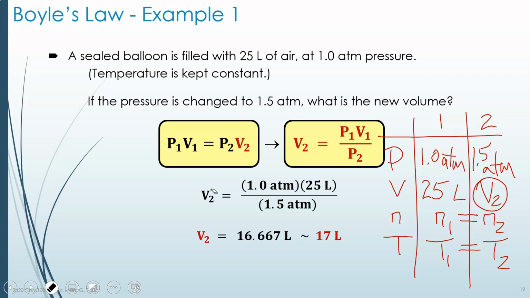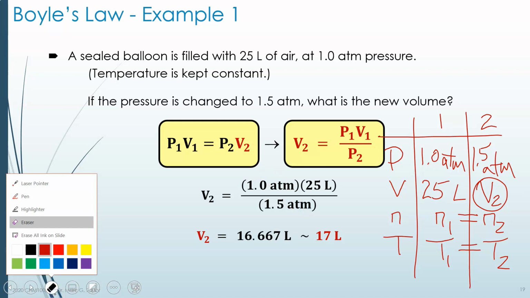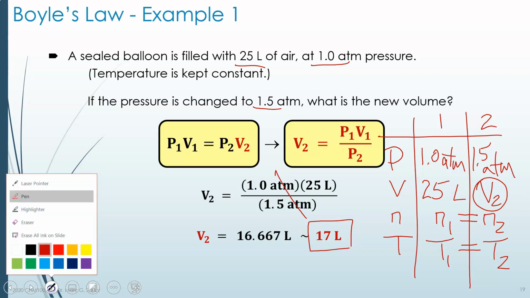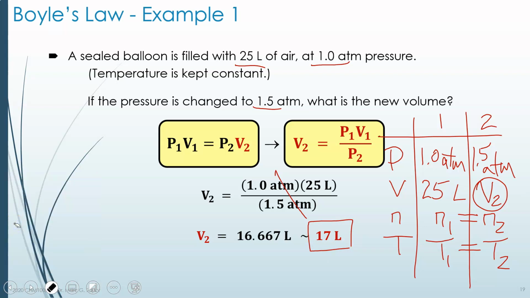We put this in. The atmospheres will cancel one another, so we don't worry about that. And all we're left with is liters, 16.666 repeating liters. And since we have 2 sig figs here, 2 sig figs here, 2 sig figs here, and we're only multiplying and dividing in this problem, our rule for sig figs says if all you're doing is multiplying and dividing, you look for the number with the least sig figs, and that's what your answer is. Well, all of our numbers have 2 sig figs, so our answer will be rounded to 2 sig figs, and we'll end up with 17 liters, and that's our answer.